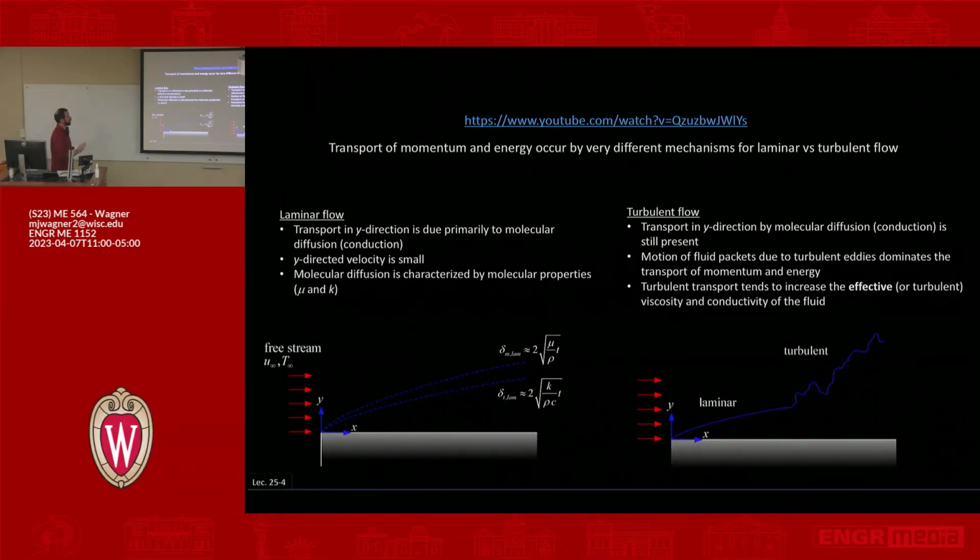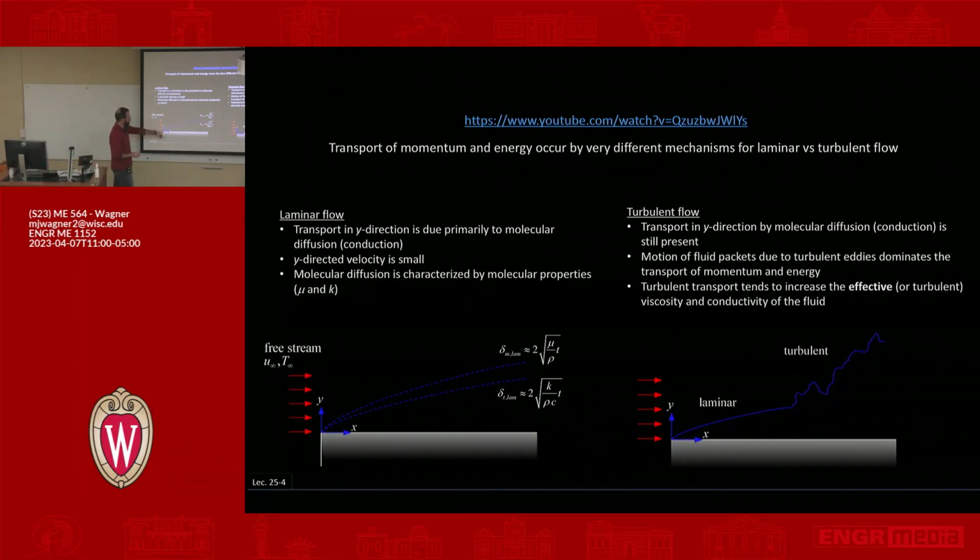All right, so let's maybe take inventory of what's happening here. Right, you have transport of momentum and energy, but the transport is occurring by very different mechanisms for laminar versus turbulent flow. So just to summarize this in words, in laminar flow, we have transport in the y direction, but because you have sheets flowing over each other, the only means of transport of, let's say, energy or momentum are through diffusion processes, like relatively slow diffusion processes.